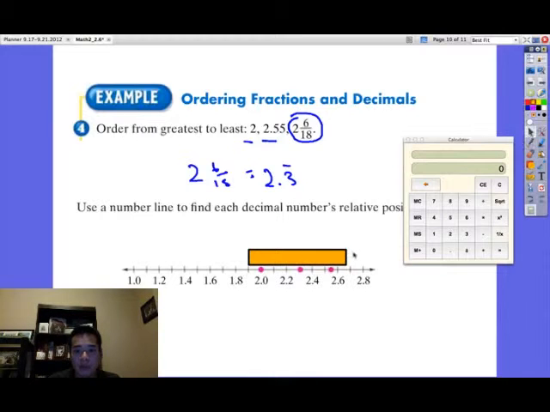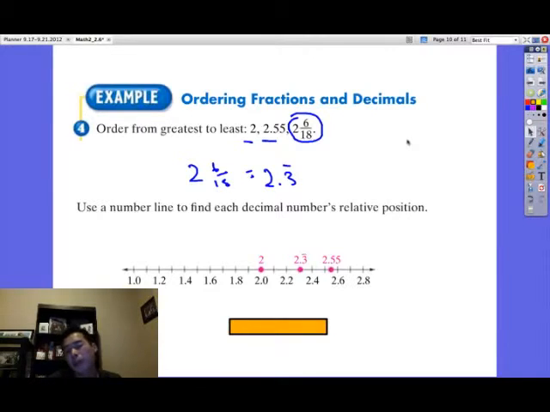Let's check our work. There we go. It looks something like that. And that's how you quickly compare fractions and decimals. You must change them all into the same format.